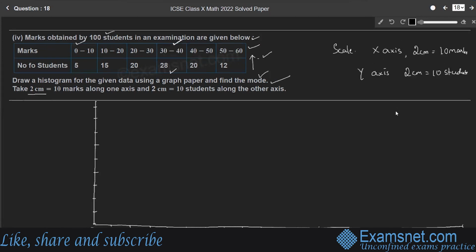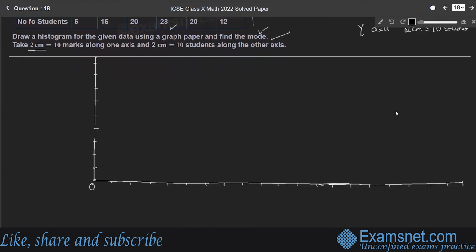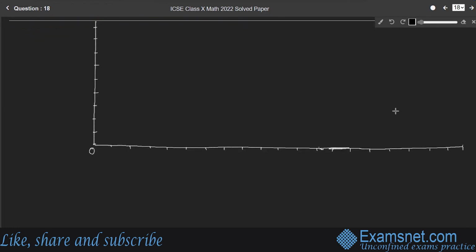Along the x-axis, we are taking marks. 2 centimeters is equal to 10 marks, so this is 1 centimeter. Marks along the x-axis: 10, 20, 30, 40, 50, 60, 70, 80, and it continues.